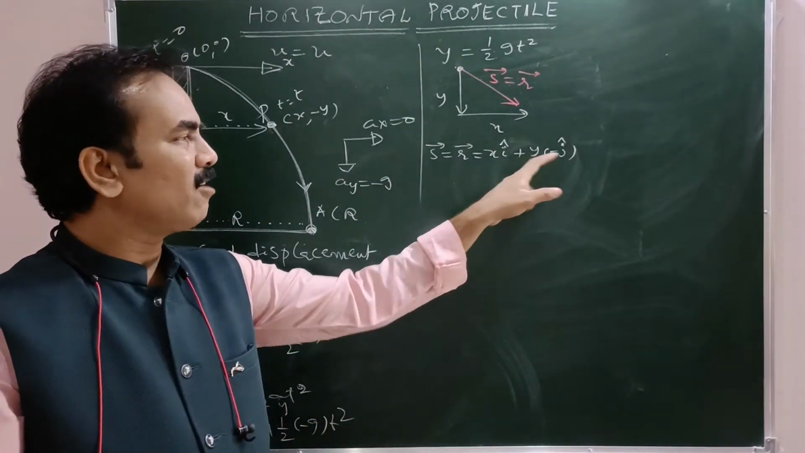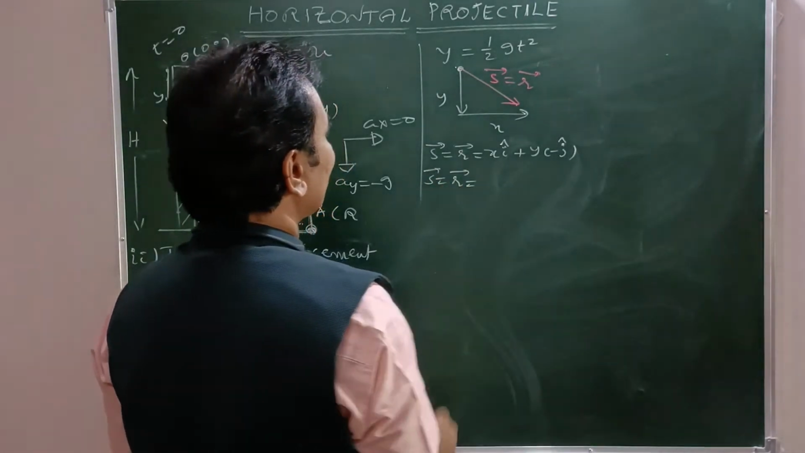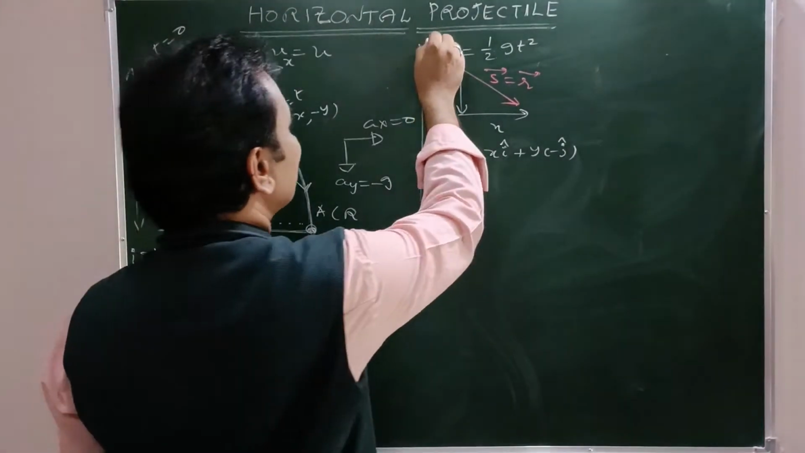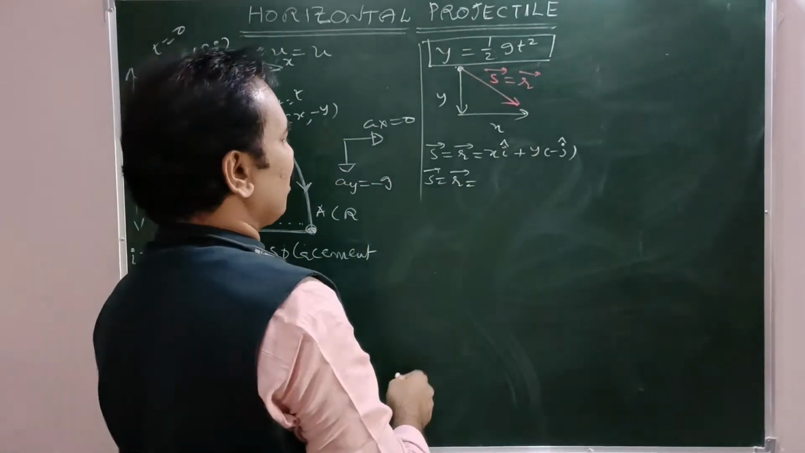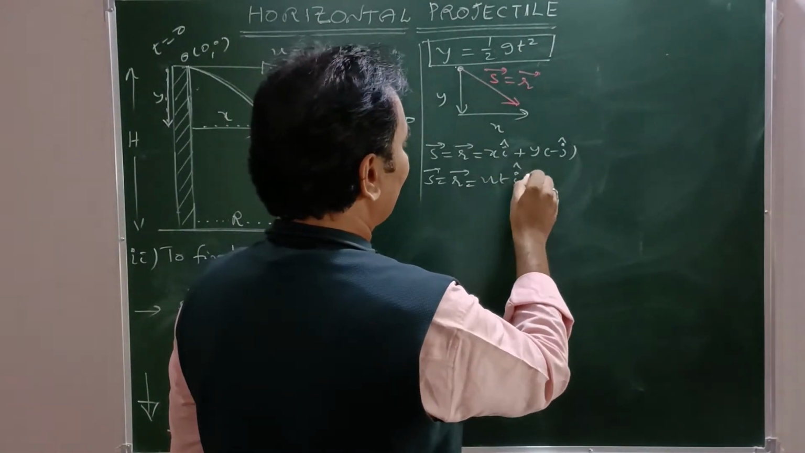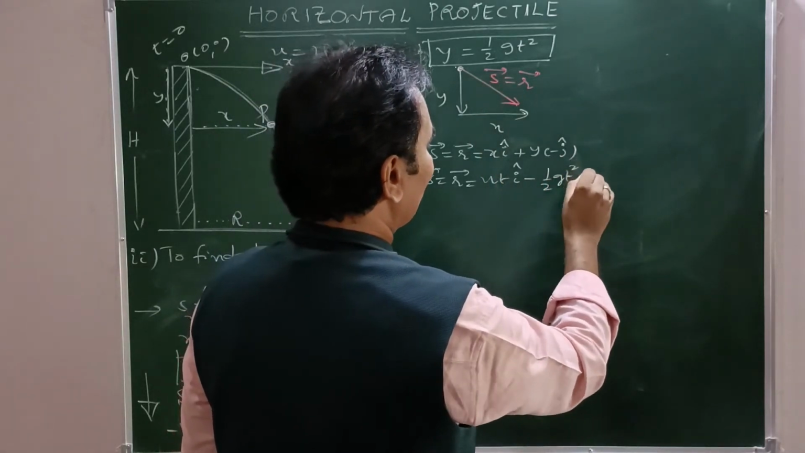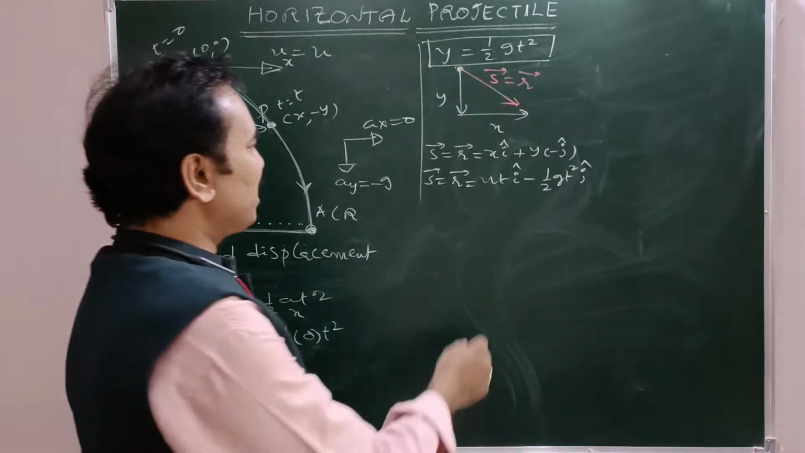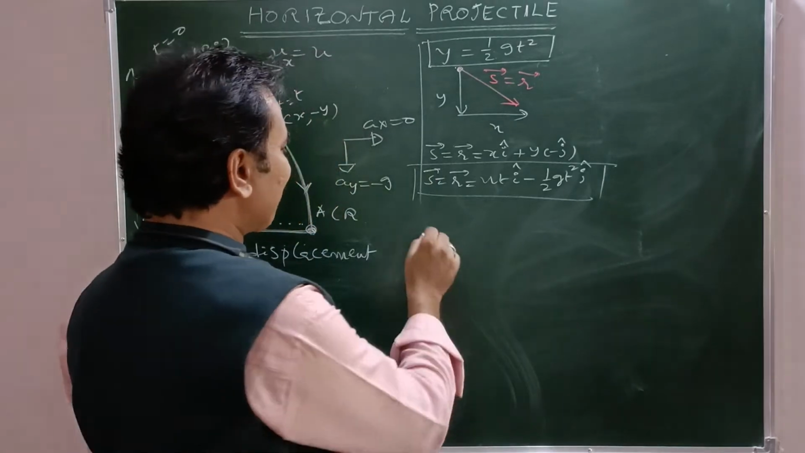So xi plus y into minus j equals S bar, otherwise R bar. What is x here? X is ut. Y equals half gt square. So express in terms of vector notation for displacement or position vector. Xi, x means uti, minus y, which means half gt square into j cap. So uti minus half gt square j. This is the displacement vector.